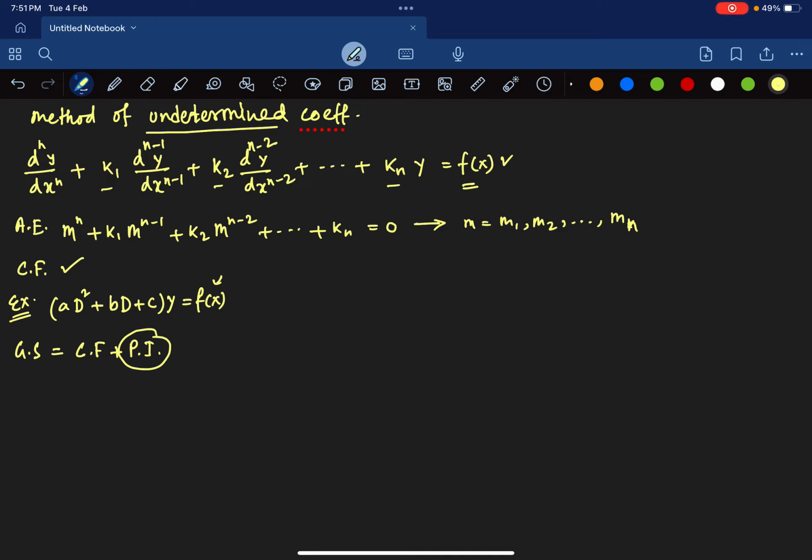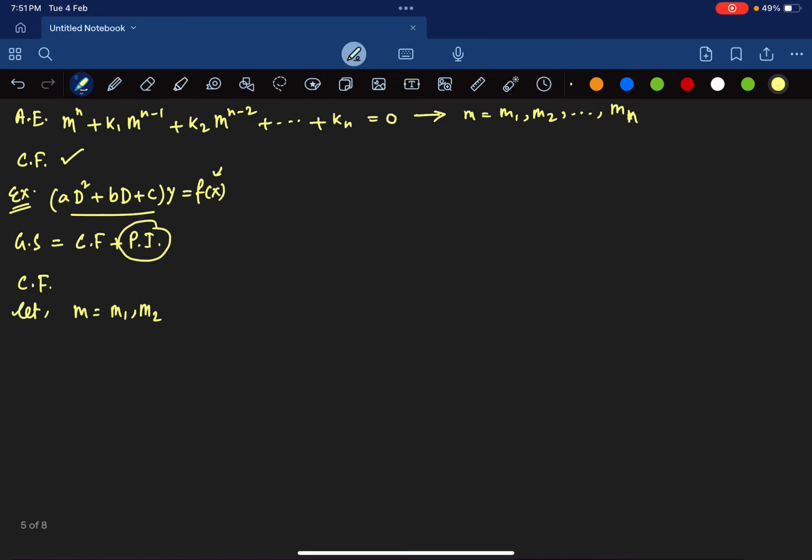Let me give you a brief idea of this method, and after that we will jump into the questions. The first step is to find the complementary function. Suppose in this quadratic equation you get m equals m1 and m2, real and distinct. In this first case, the complementary function yc is c1 e^(m1 x) plus c2 e^(m2 x).